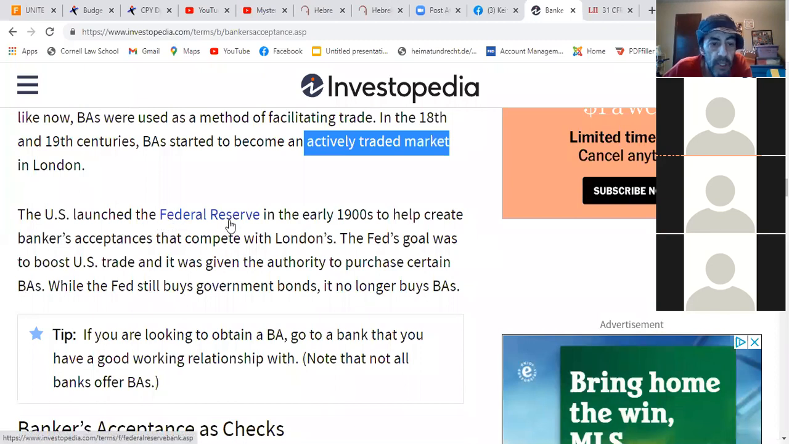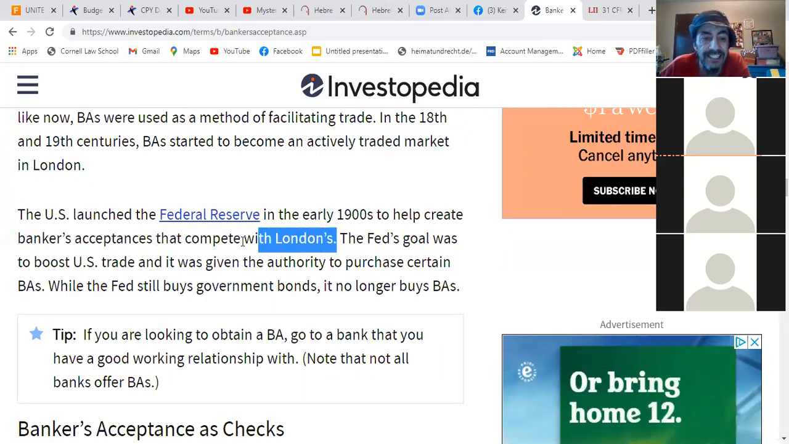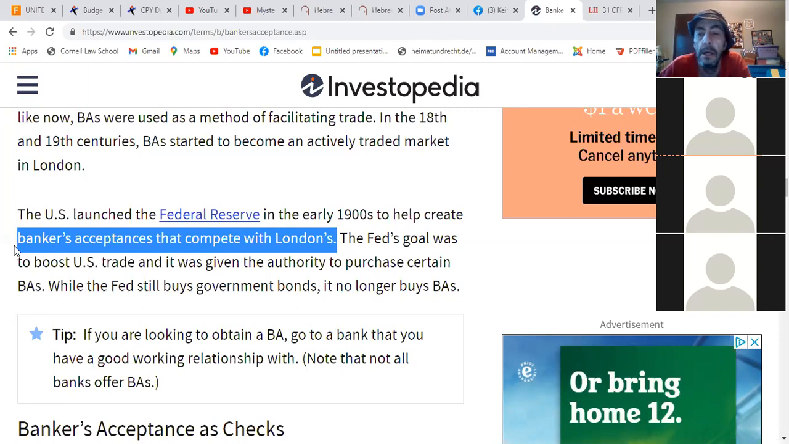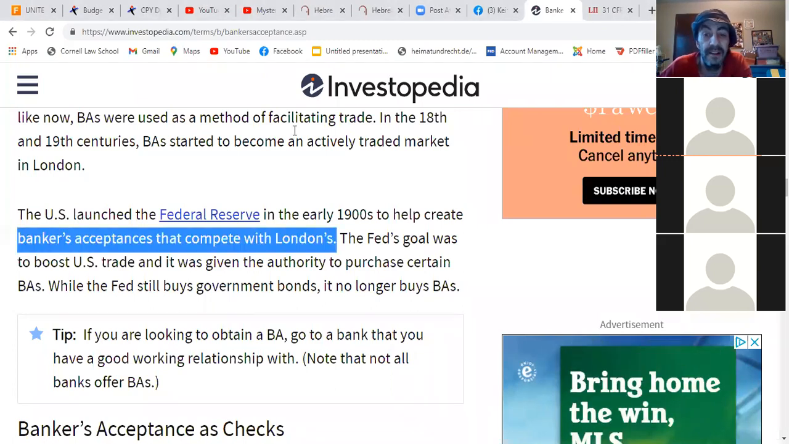The U.S. launched the Federal Reserve in the early 1900s to help create bankers' acceptances that compete with London's. Did we learn much about those bankers' acceptances? Or did they just start issuing a bunch of Federal Reserve notes that, here, you get to use these? And everybody just gladly accepted it. That's the problem. You got to quit.